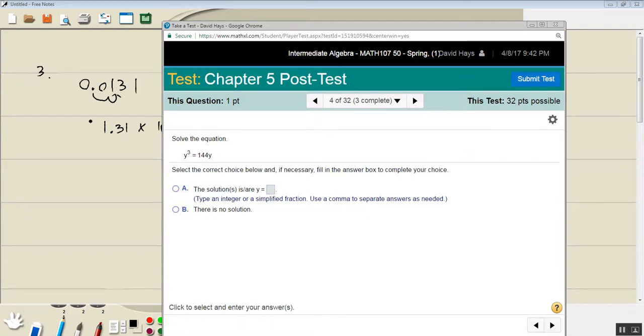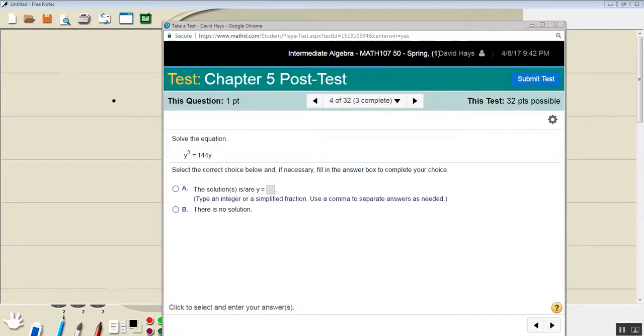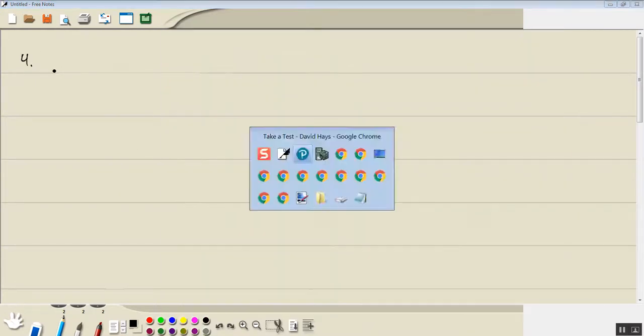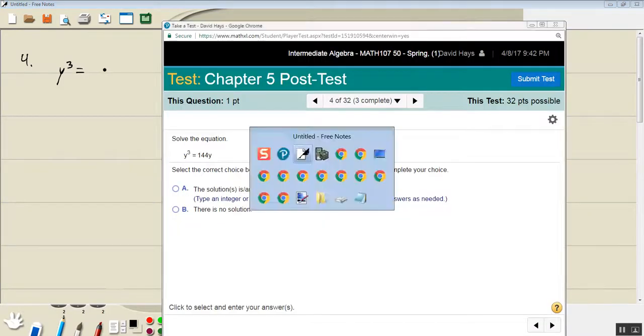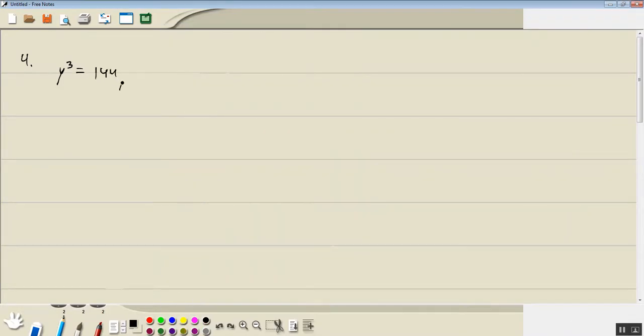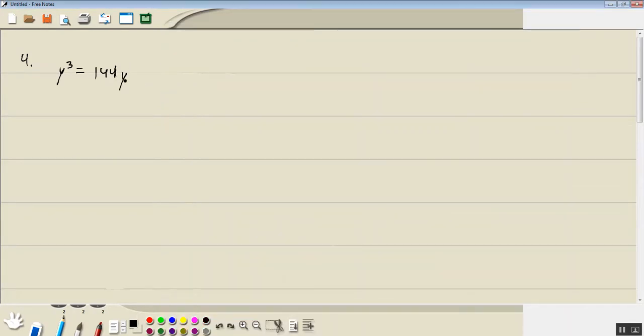Okay, solve the equation. Let me clear this off. We got y to the third is equal to 144y, and it wants us to solve this. So I'm going to take the 144y to the left side. It becomes a negative 144y. When you're solving polynomial equations, you have to get 0 on one side. Even quadratic equations, you have to get 0 on one side.